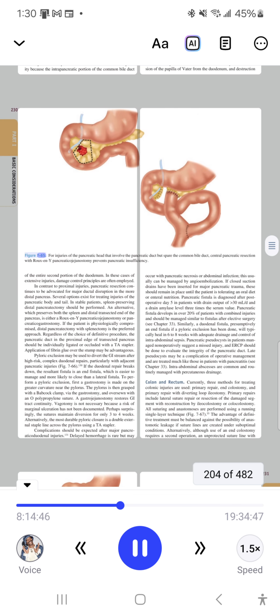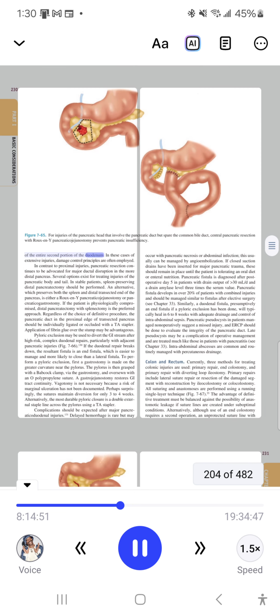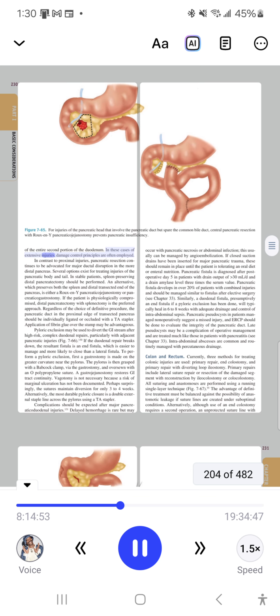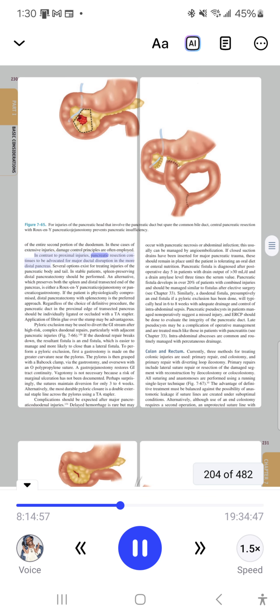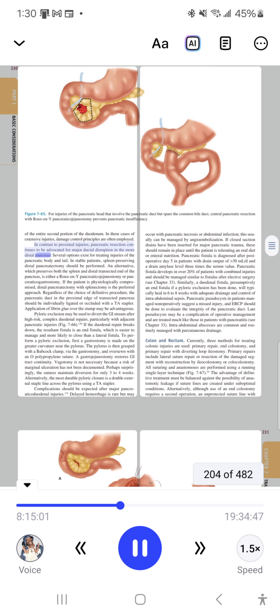of the entire second portion of the duodenum. In these cases of extensive injuries, damage control principles are often employed. In contrast to proximal injuries, pancreatic resection continues to be indicated for major ductal disruption in the more distal pancreas.